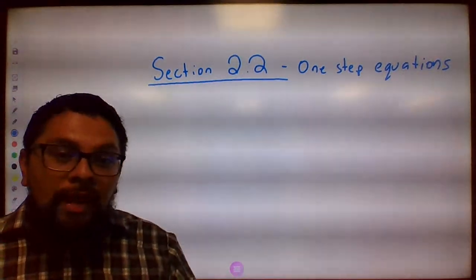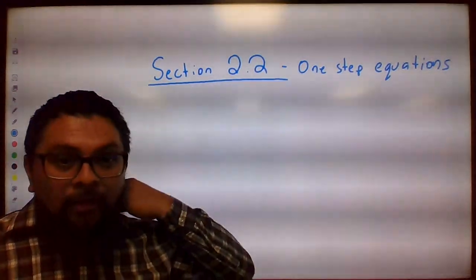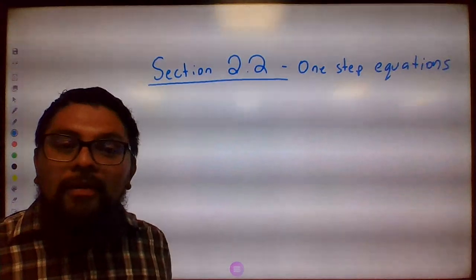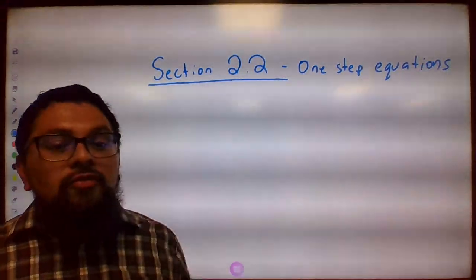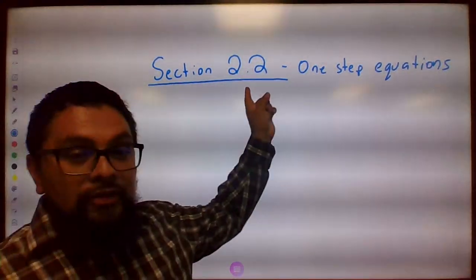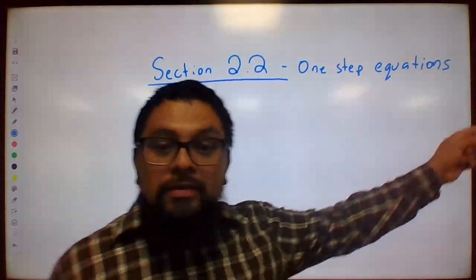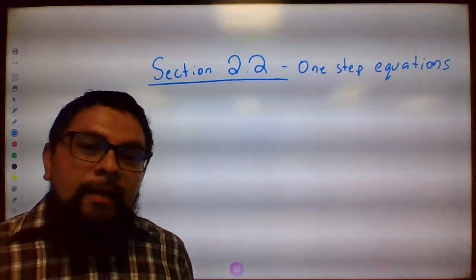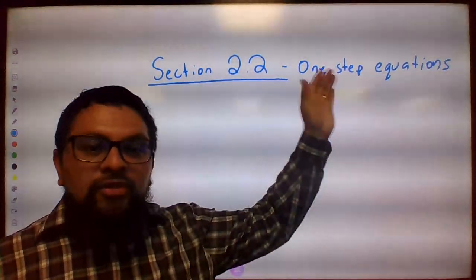What you're going to do now is take out a blank sheet of paper, line paper, or if you just have regular copy paper, that's fine. It's up to you, but make sure you put section 2.2, and these are one step equations. These are notes that you're going to take for now.